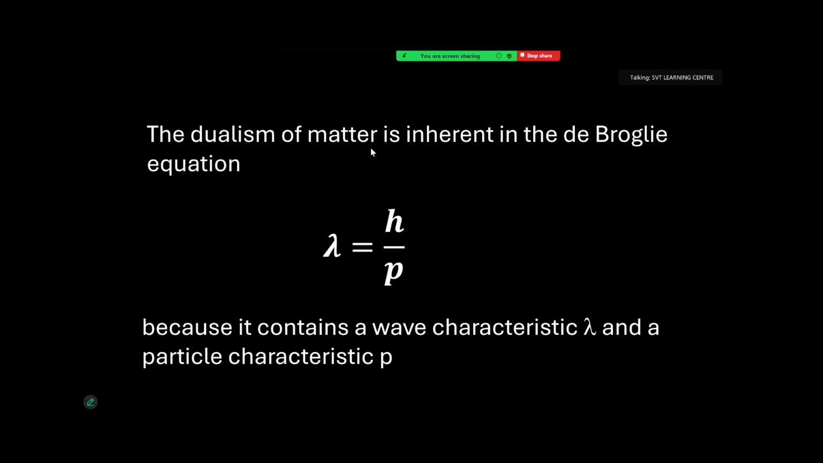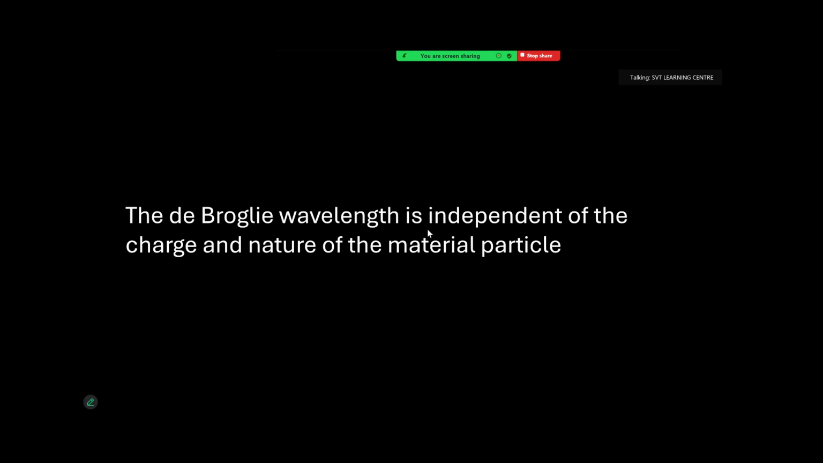The dualism of matter, that means the coexistence of matter as a wave and as a particle, is exhibited by lambda equal to h upon p, where lambda is wavelength and p is momentum. The de Broglie wavelength is independent of the charge and nature of the particle. So, for any particle, the charge doesn't make a difference, and what the particle is also doesn't make a difference.